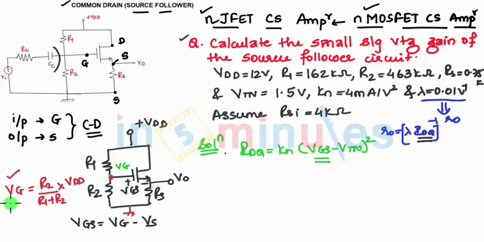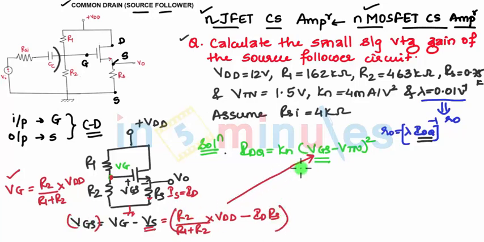Once you know the value of VG, you can find the value of VS. The current flowing to the source is IS, which is nothing but the drain current ID. So instead of VG I will write R2 upon R1 plus R2 into VDD, minus ID into RS. Instead of VGS I can replace this term in this equation. The value of Kn is given in the question, and the value of VTN is again given, so you know these two values. You don't know the value of IDQ or VGS. If you have a single equation and two unknowns, you cannot solve it, so we are expressing VGS in terms of IDQ.